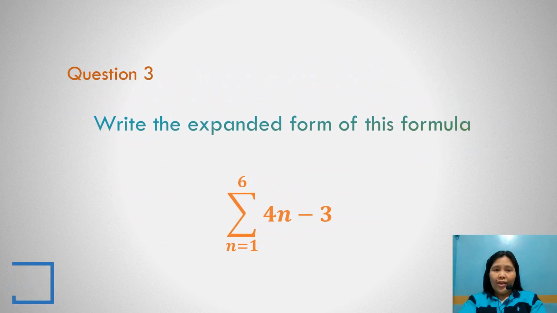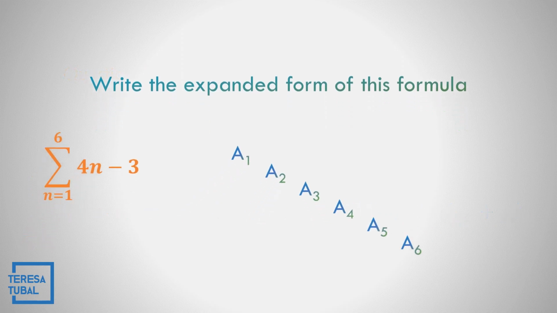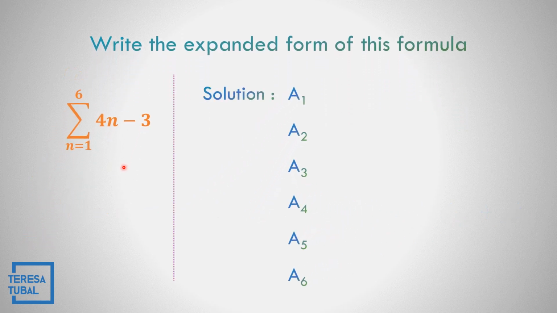Question number 3. Write the expanded form of this formula. Summation of 4n minus 3, going from n equals 1 to 6. Let us identify the first term, second, third, fourth, fifth, and sixth term. Let us replace the value of n by 1 to 6.